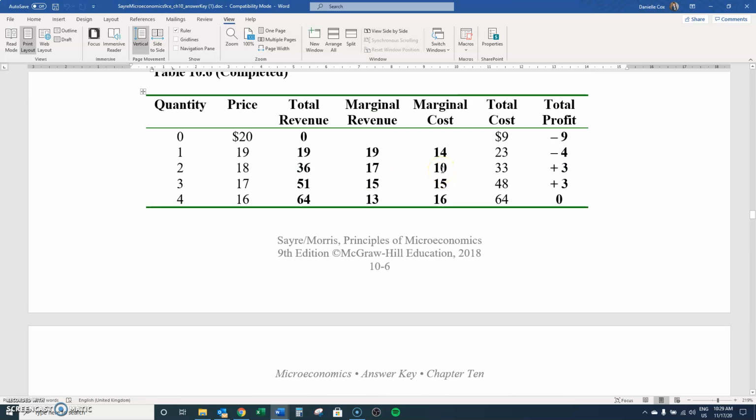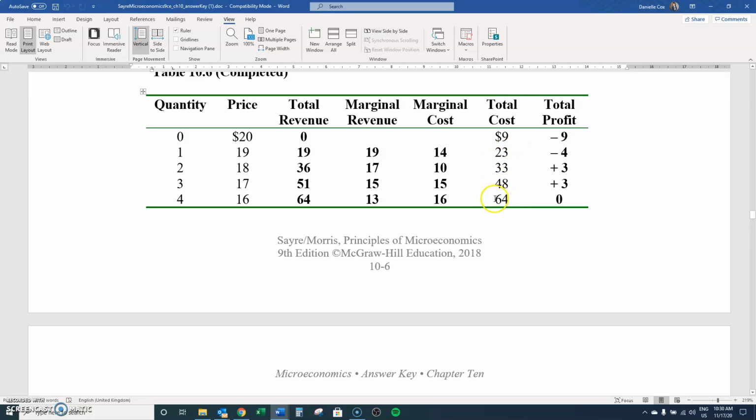Marginal cost is the same idea as marginal revenue. It's just the change in total cost over the change in quantity. And again, because our quantity is only increasing by 1, it's just going to be the change in your total cost. So 23 minus 9 is 14. 33 minus 23 is 10. And so on. So it's a change in your total cost.